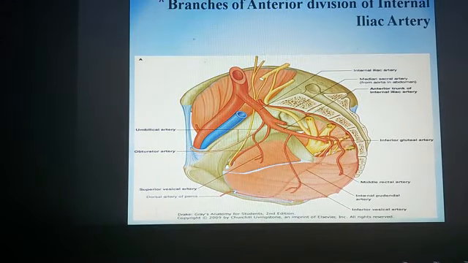This is the diagram showing the branches from the anterior division of the internal iliac artery. Here this one is the umbilical artery, proximally the superior vesical artery, distally the medial umbilical ligament, and here the obturator artery, the inferior vesical artery, the internal pudendal artery, and the middle rectal artery.